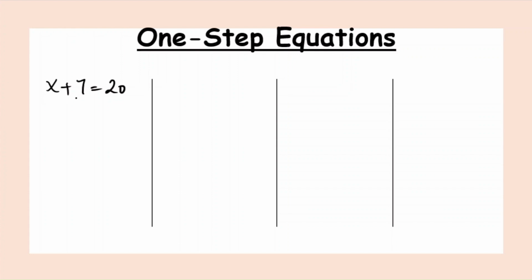So I'll eliminate this 7. What is the opposite operation of plus? It's minus. So I will do minus 7. Now, in equations, if you are doing one operation on one side of the equal sign, you will do the same operation on the other side in order to preserve the equal sign. So if I'm subtracting 7 from the left side, I will do the same on the right side as well. Now, plus 7 minus 7 is 0, so we'll show it by cancelling. So x equals 20 minus 7, 13, and that's the answer of this equation.